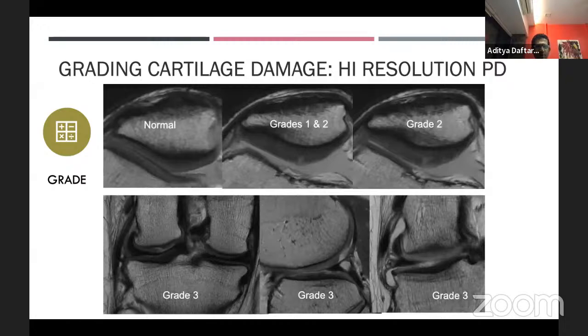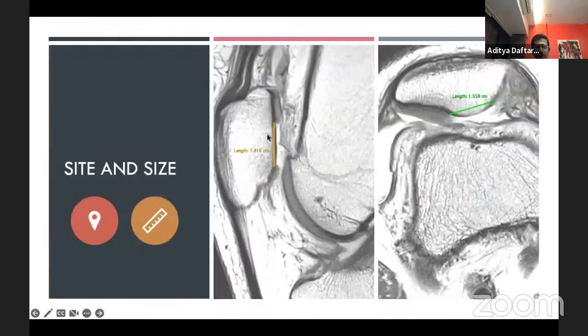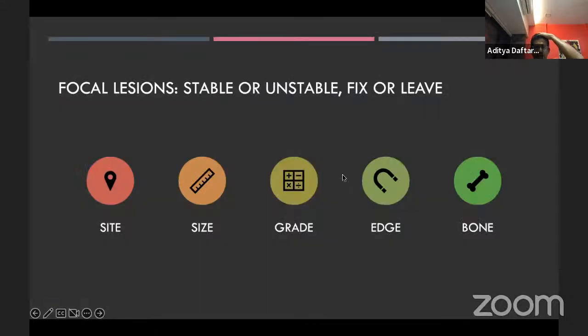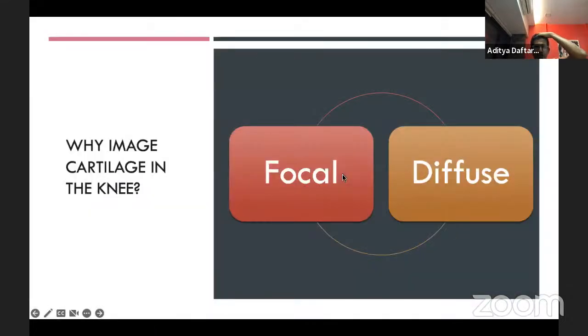This I already showed you in terms of articular cartilage grading, as grade 1, 2, and then 3 with the full thickness defect. Here you can see the site of this defect is a full thickness chondral defect in the patella, and you can measure that quite nicely. So this is some of the things that we can do with cartilage.